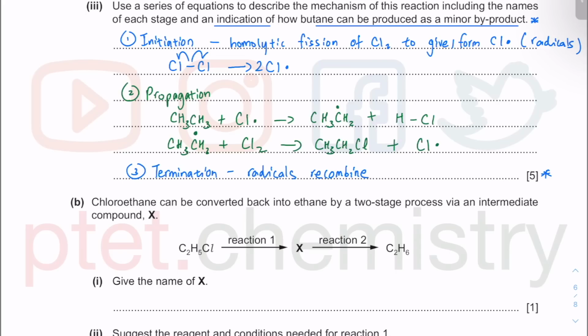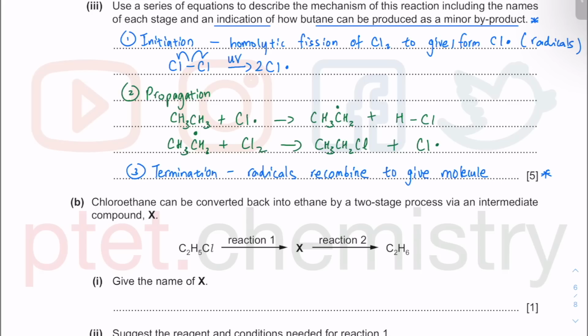Termination is the opposite of initiation. While initiation requires UV light, that means you have high activation energy, termination is the step with the lowest activation energy because the radicals recombine to give a molecule. So a molecule is not a species with an unpaired electron, they are just molecules because the radicals recombine.